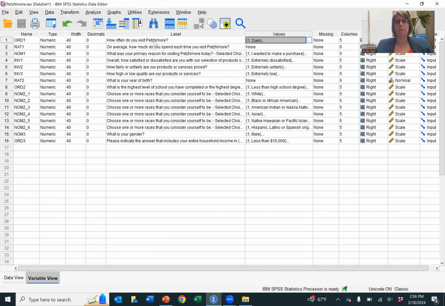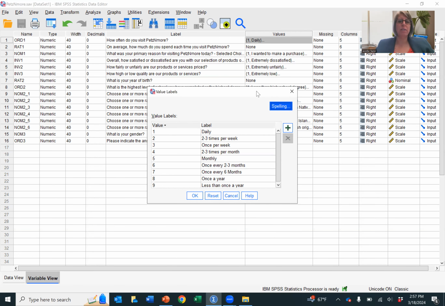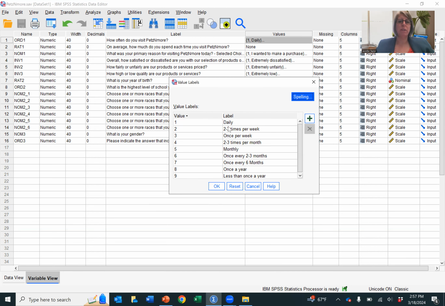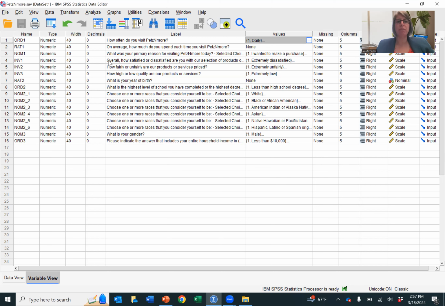So how often do you visit Pets and More? And then look at the answers that respondents were given to choose from. Daily, 2 to 3 times a week, once per week, 2 to 3 times per month, monthly, once every 2 to 3 months, once every 6 months, once a year, less than once a year. Those are categorical, they're hierarchical, and then they also have unequal groupings. So that would make it an ordinal variable.